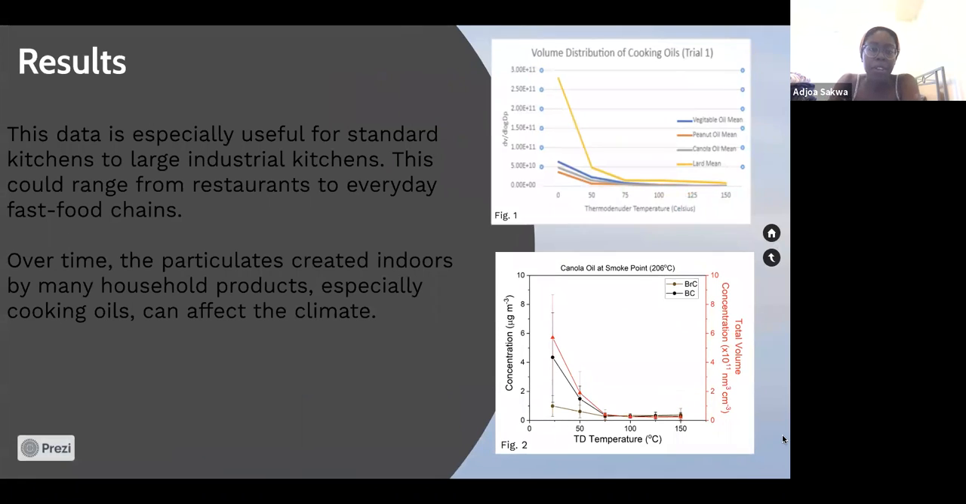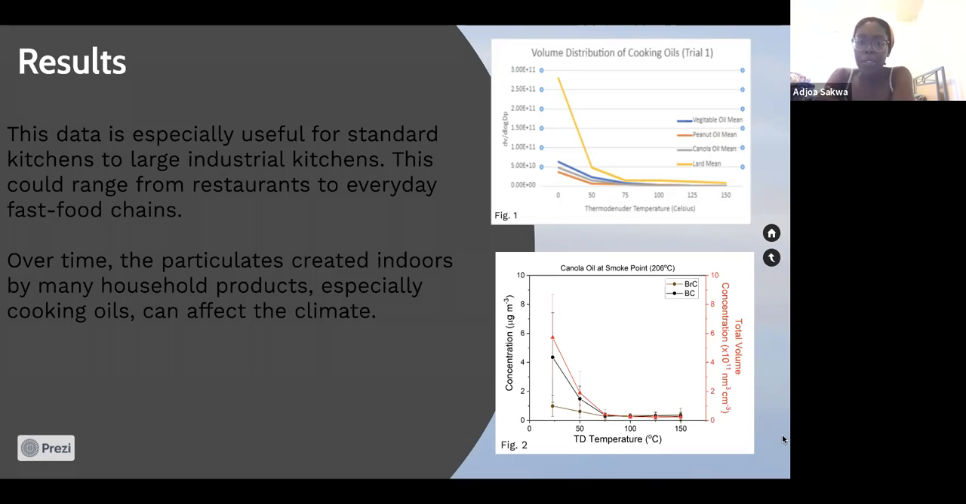And so the results that we got from this project can help from regular kitchens to large industrial kitchens. And as I mentioned before, in future projects, it can help with the climate.